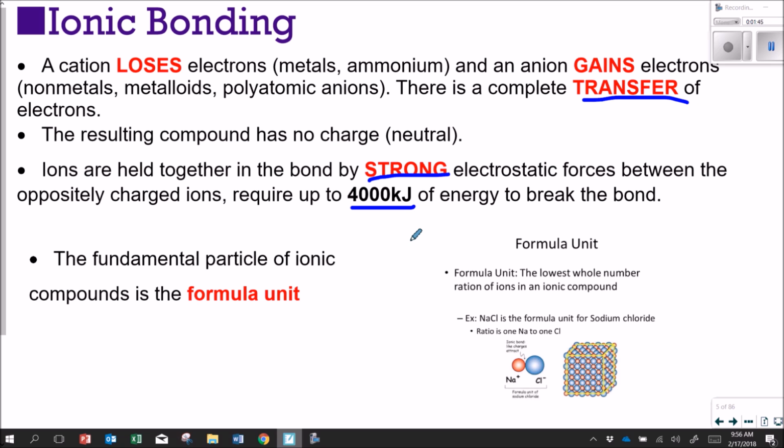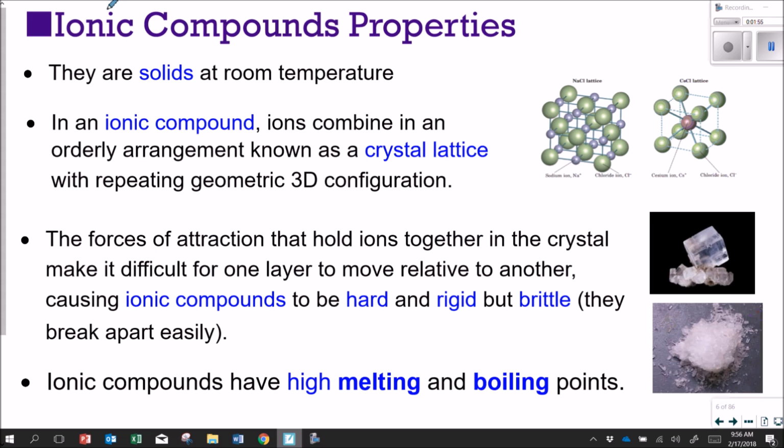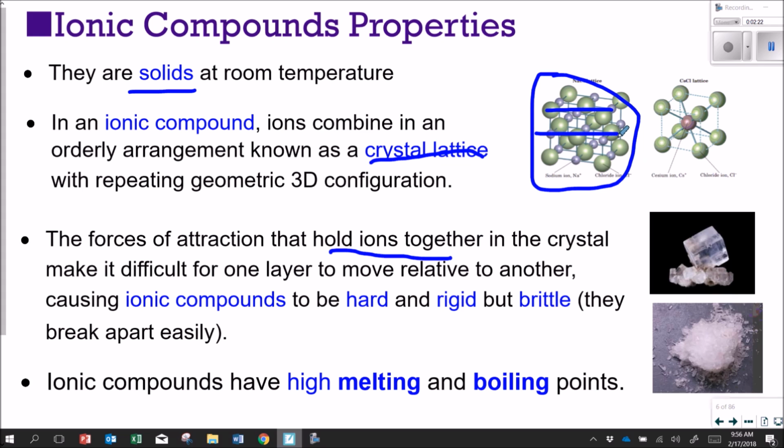Remember that the fundamental particle of ionic compounds is the formula unit. Let's look at some properties of ionic compounds. Most are solids at room temperature. In an ionic compound, the ions combine in a crystal lattice structure, and you can see it over here. And it has a repeating geometric 3D configuration. There are forces of attraction that hold the ions together in that crystal, and that makes it difficult for one layer to move relative to another. So these layers do not move with respect to each other. This makes ionic compounds hard and brittle.